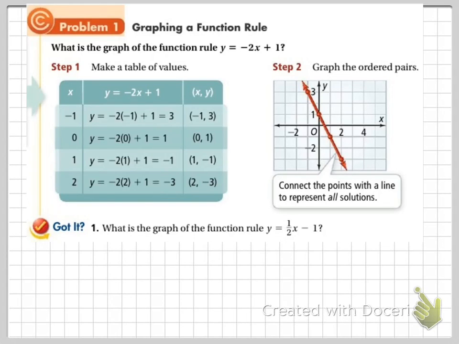Okay, this is 4.4 of algebra. So we're going to look now at graphing functions. So let's just skip down to our got it problem down here and graph this equation, 1/2 times x minus 1. So I'm going to make a table with my x and my y equals 1/2 x minus 1. And then I'll write my ordered pairs.